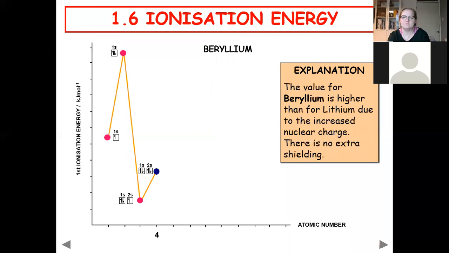Then we go to beryllium. Beryllium is higher than lithium because it has an increased nuclear charge. If we've got one more electron, it means we have one more proton. We don't have any extra shielding in play, so the shielding doesn't help lower it. Our nuclear charge has got slightly higher, so it's a little bit harder to remove, and our atomic radius hasn't changed, and we've got no more shielding.